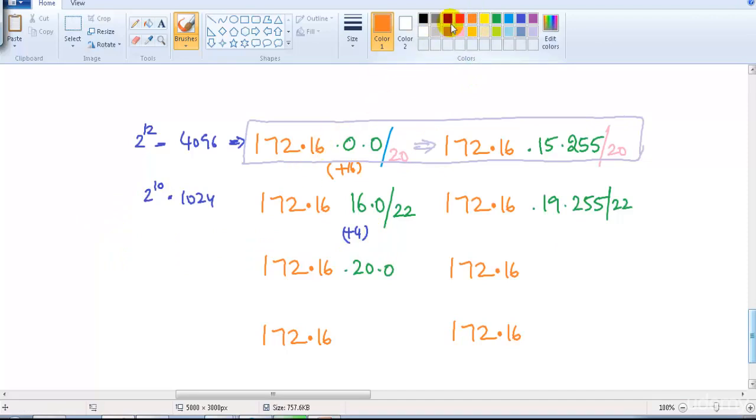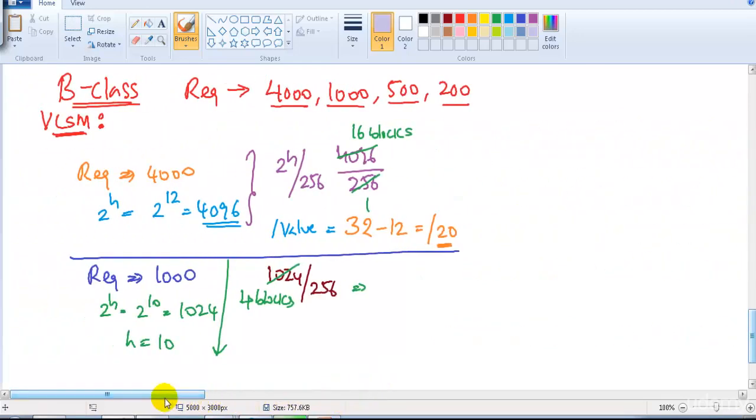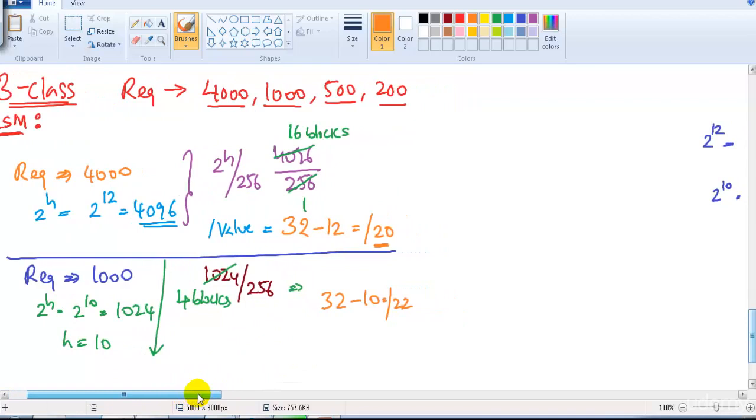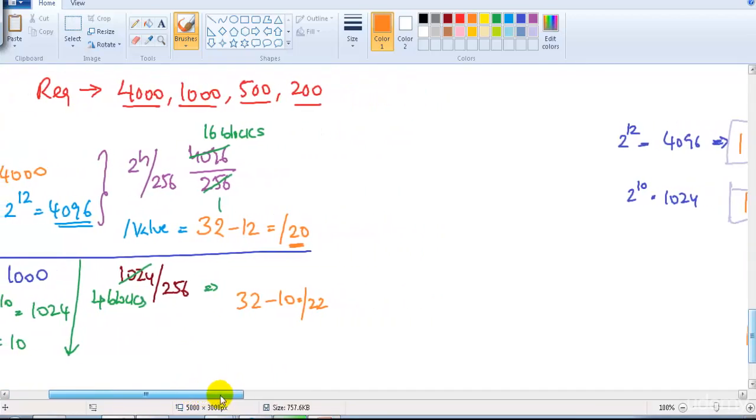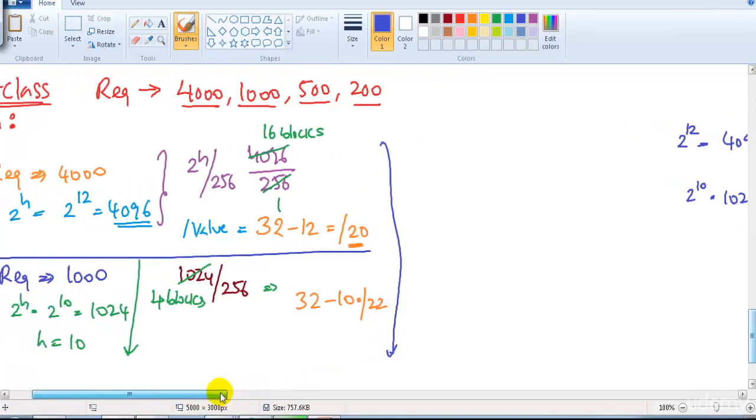So this is the next size requirement. My next size is from 16.0 to 19.255. It's going to accommodate around 1024 addresses, which is a group of 4 blocks of addresses. Let me write here also the slash value: from 32 if I subtract 10, it's going to be /22. After that, let me come down a little bit to find the remaining values.